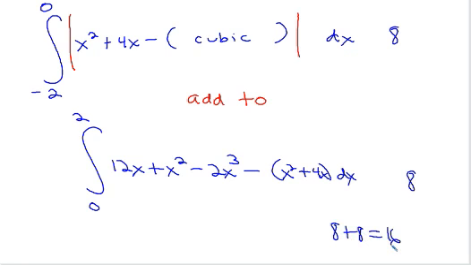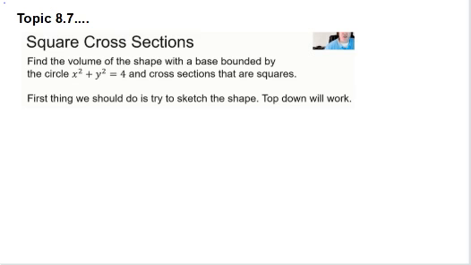All right? Now, topic 8.7 is where we start getting into some three-dimensional regions. Find the volume of the shape with a base bounded by the circle x squared plus y squared equals 4, and cross sections that are squares. Notice we're talking about volume now, not area.